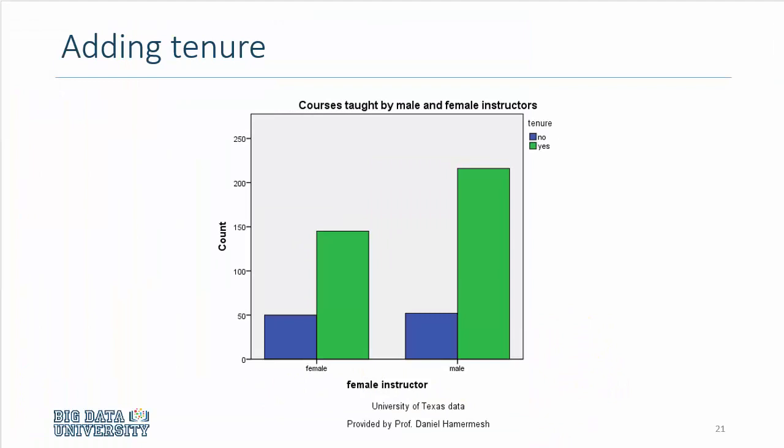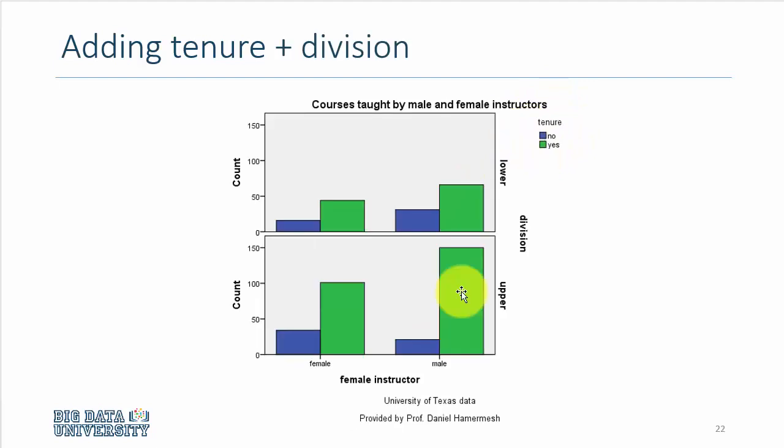We can also add more dimensions to the data. It's not just the gender of the instructors. We can add the tenure status of the instructors as well to the graphic. We can add another dimension to the data, regenerating the same graphic, the same information, that is the number of courses taught by gender and tenure, but then adding a third dimension of courses being upper division or lower division and presenting them in 2 rows or columns.